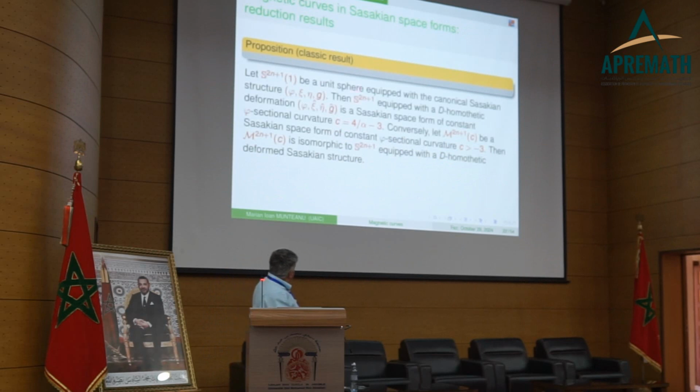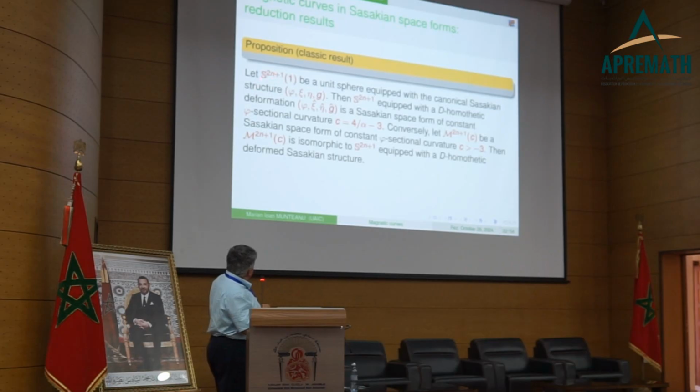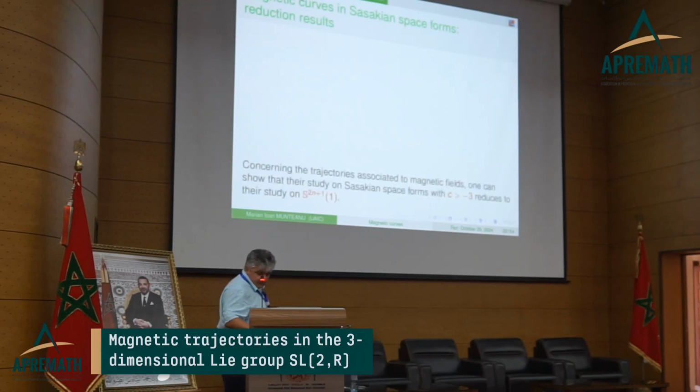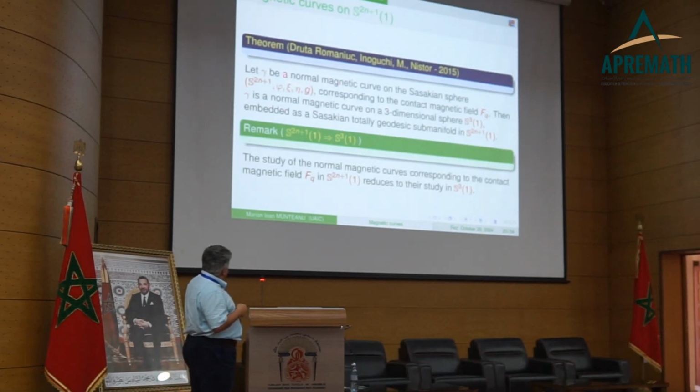Okay. So what happens in a Sasakian space form? So first, remember this classical result. If we have the unit sphere endowed with a canonical Sasakian structure, and if we apply a D-homothetic deformation, the curvature is 4 over alpha minus 3, where alpha is from the D-homothetic transformation. And conversely, if we have a Sasakian space form of constant sectional curvature greater than -3, it is isomorphic to S^(2m+1) equipped with a D-homothetically deformed Sasakian structure. Okay, so the result is the following.